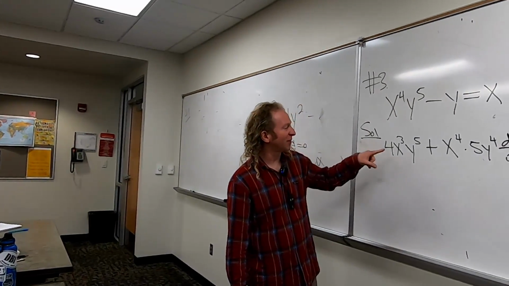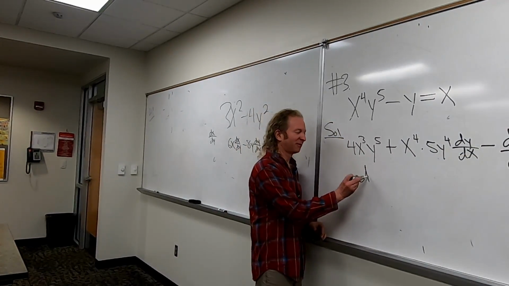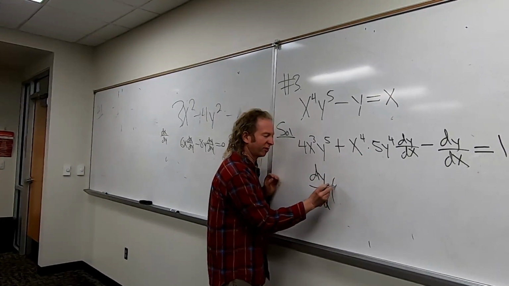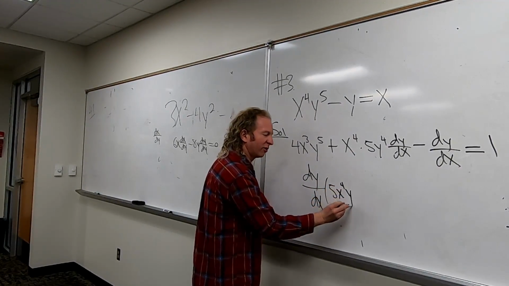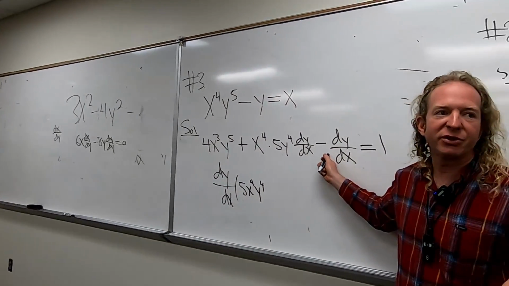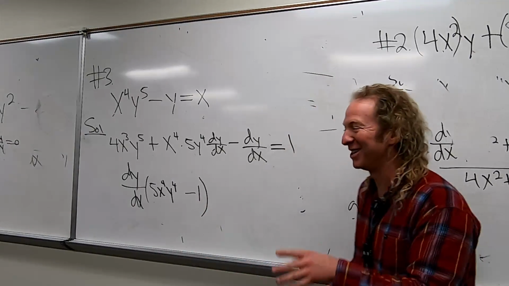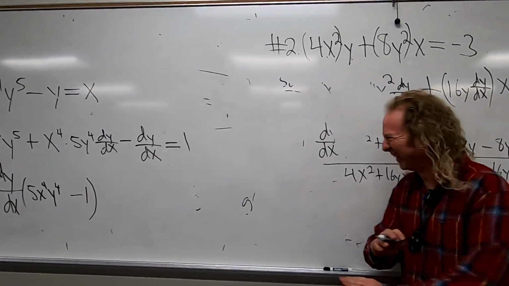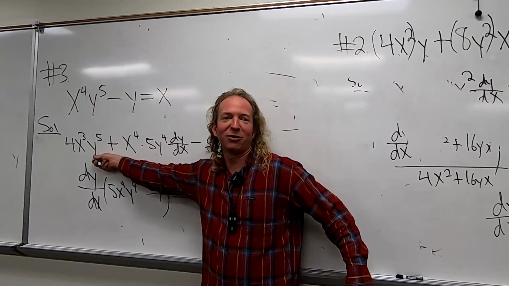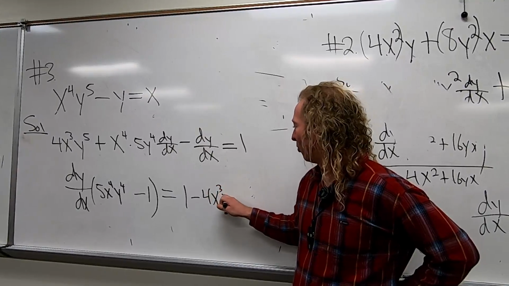So now I guess we have to subtract this over and then factor out the dy dx here. So dy dx times 5x to the fourth, y to the fourth. And then factoring out dy dx from here is going to leave us with a 1. Equals 1, and then this is going to come over to the right-hand side. So 1 minus 4x cubed y to the 5th.